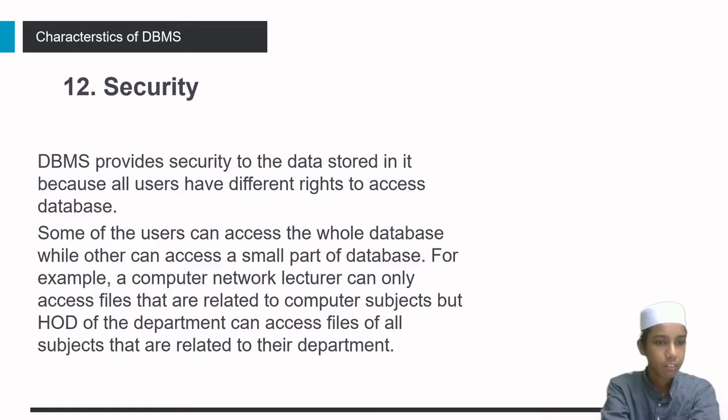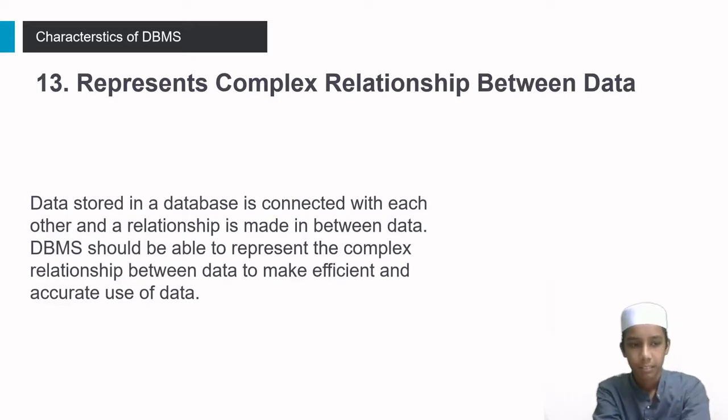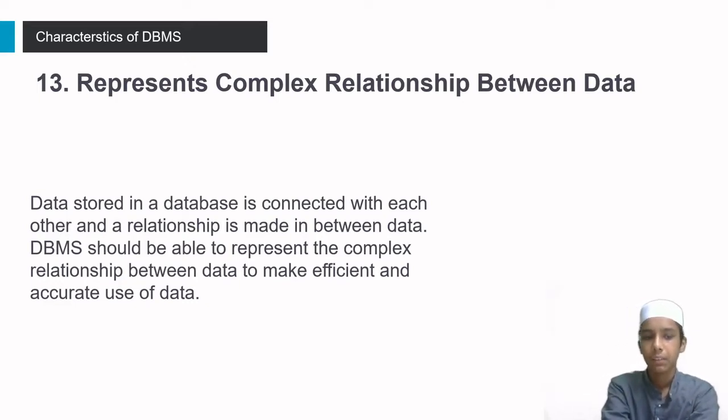And the 13th one is representing complex relationships between data. Data stored in a database is connected with each other, and a relationship is made between the data. DBMS should be able to represent that complex relationship between the data to make efficient and accurate use of data.